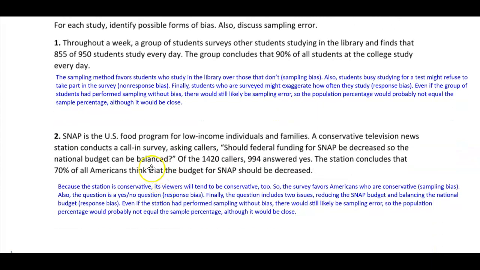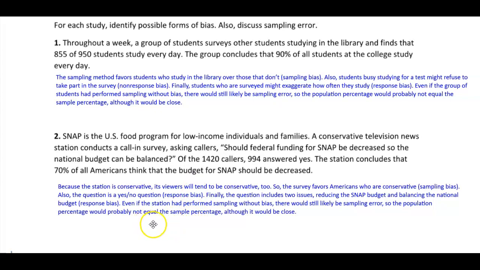Number 2, SNAP is the U.S. food program for low-income individuals and families. A conservative television news station conducts a call-in survey asking callers, should federal funding for SNAP be decreased so the national budget can be balanced? Of the 1,420 callers, 994 answered yes. The station concludes that 70% of all Americans think that the budget for SNAP should be decreased.